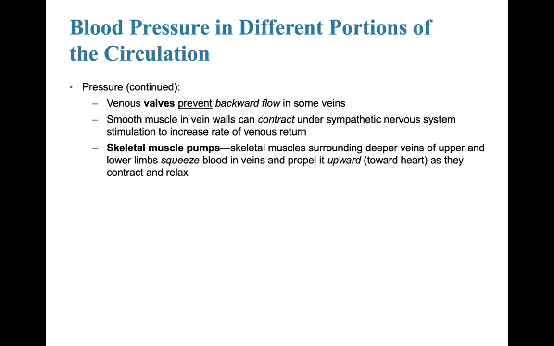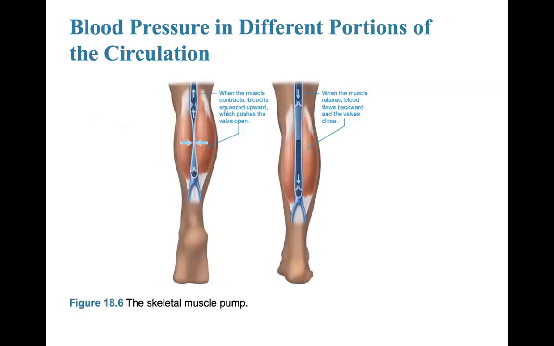You have valves that prevent backflow in some veins. Smooth muscle in the vein walls can contract under sympathetic nervous stimulation to help increase the rate of return. And then you also have what we refer to as a skeletal muscle pump. This is skeletal muscle surrounding deeper veins of the upper and lower limbs that will squeeze the blood in the veins and propel it upward towards the heart as they contract and relax. So essentially when the skeletal muscle contracts, that's going to squeeze on the veins and propel the blood. And with the valves in place, that will help prevent any backflow due to gravitational pull.